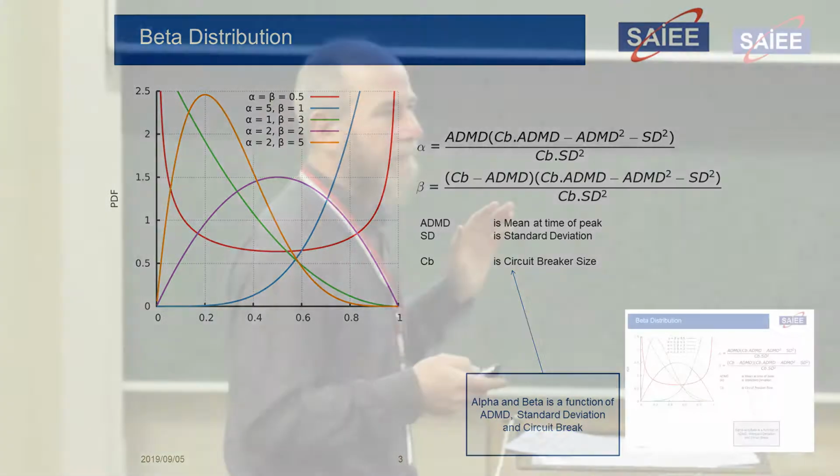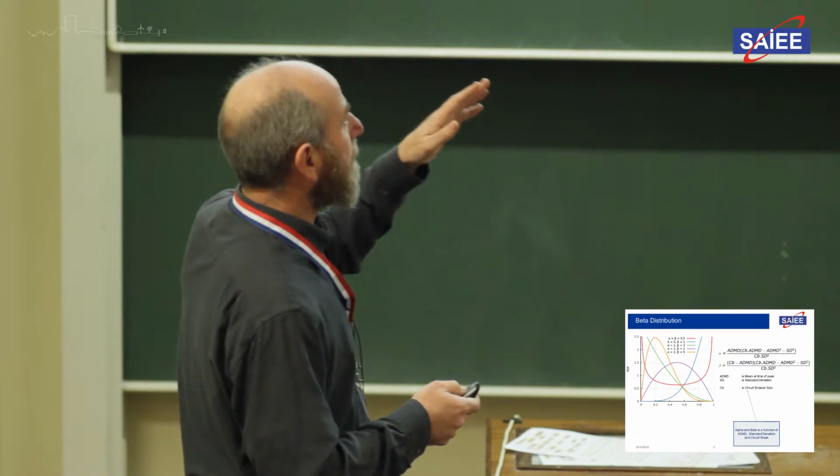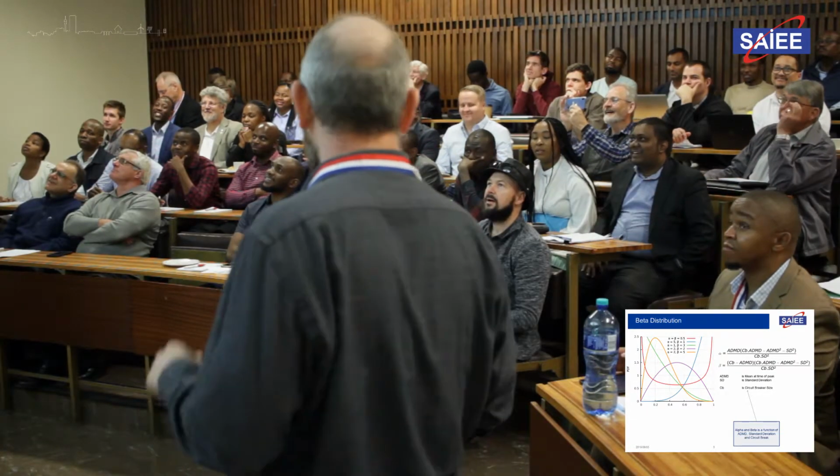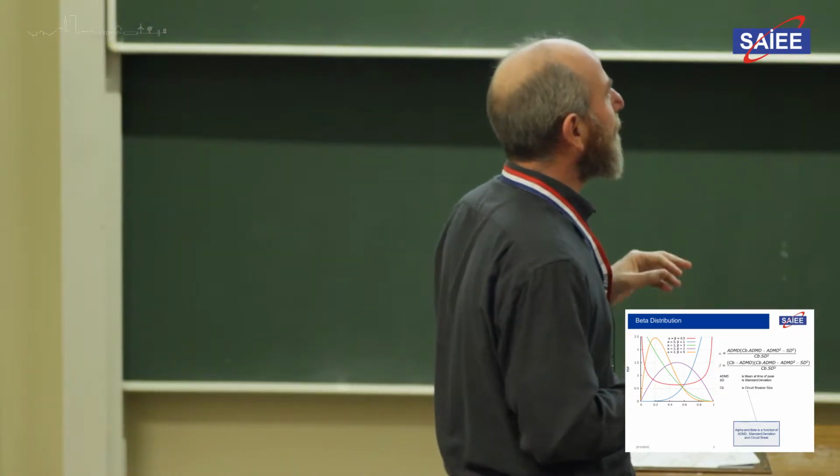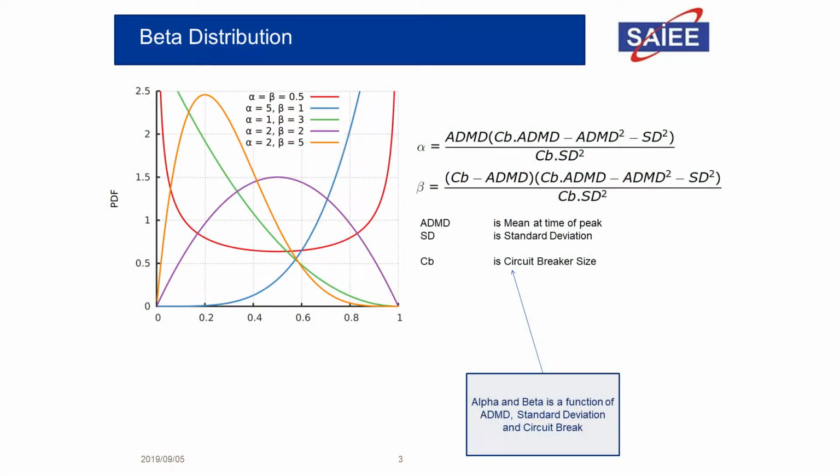So, okay, cool. What do we do with that? There will be a test later. Basically, there is a relationship, very simply, between the ADMD, which everybody should be familiar with, the standard deviation, which is the spread of this thing, and the circuit breaker. It looks a bit complicated, but if you stare at it a while, you can put it into Excel and calculate alphas and betas. But that's not really what I want to talk about. The intuition here is that the alphas and betas are related to the ADMD, the standard deviation, and the circuit breaker. That's the takeaway.